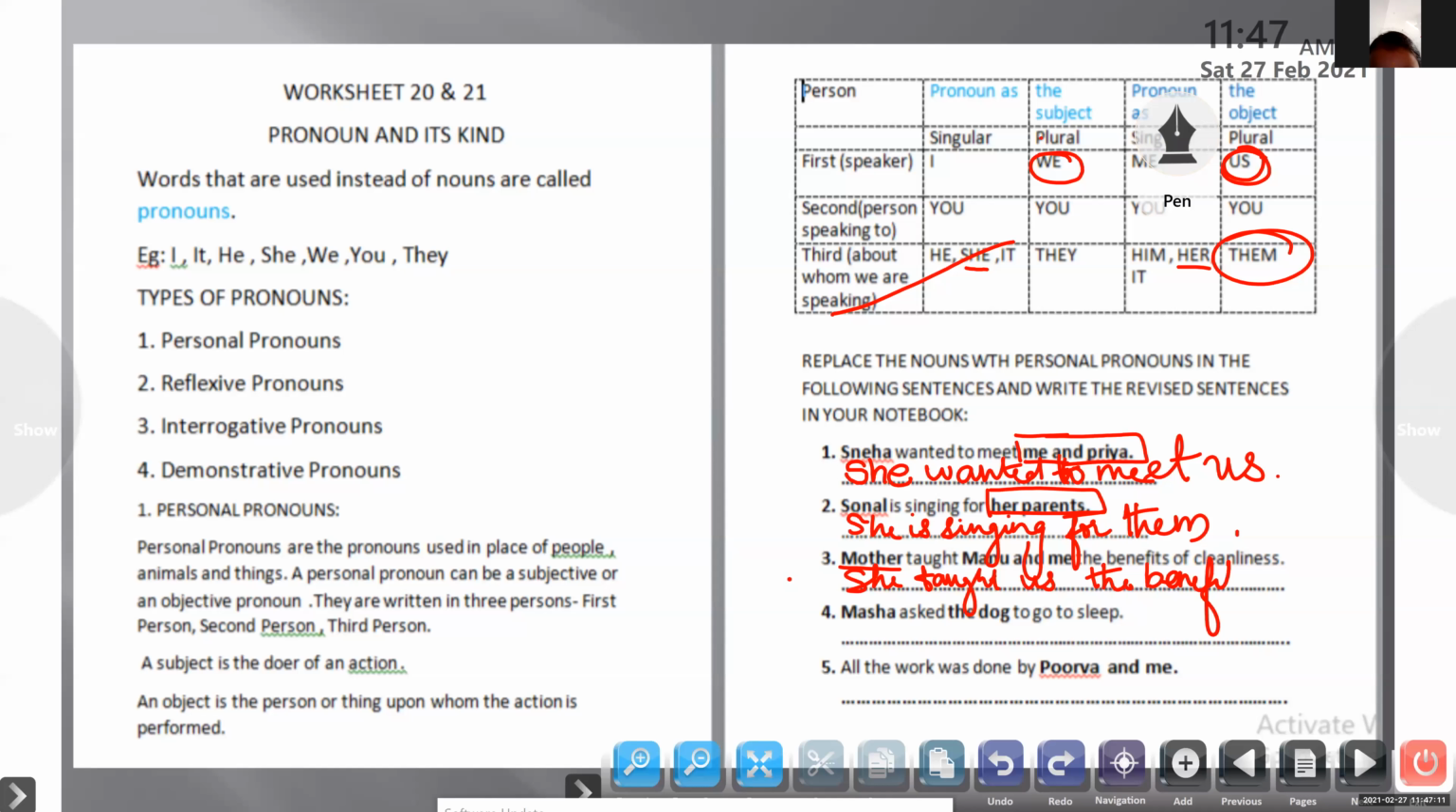Okay, benefits of cleanliness. So I've told you this exercise is very, very important, children. So please go through this exercise very well. Okay. So such questions will be asked.